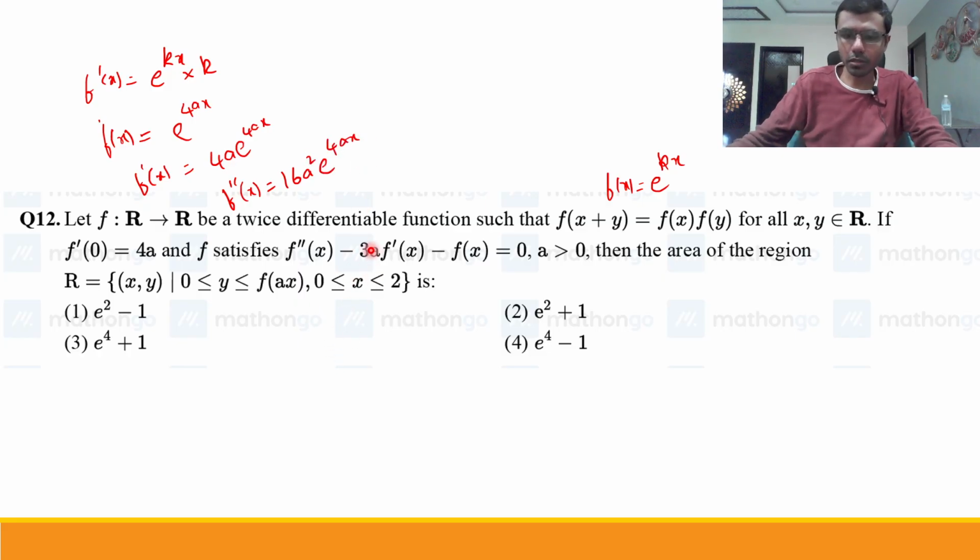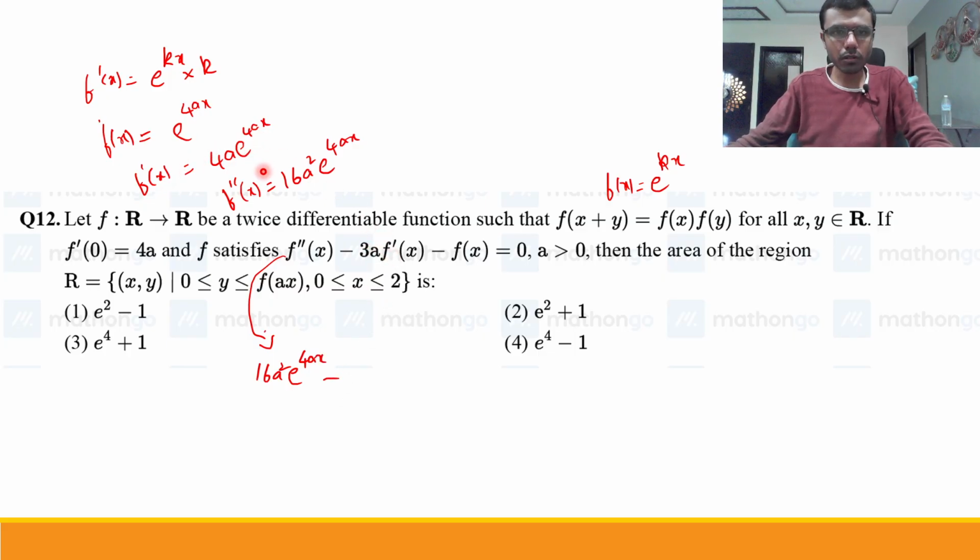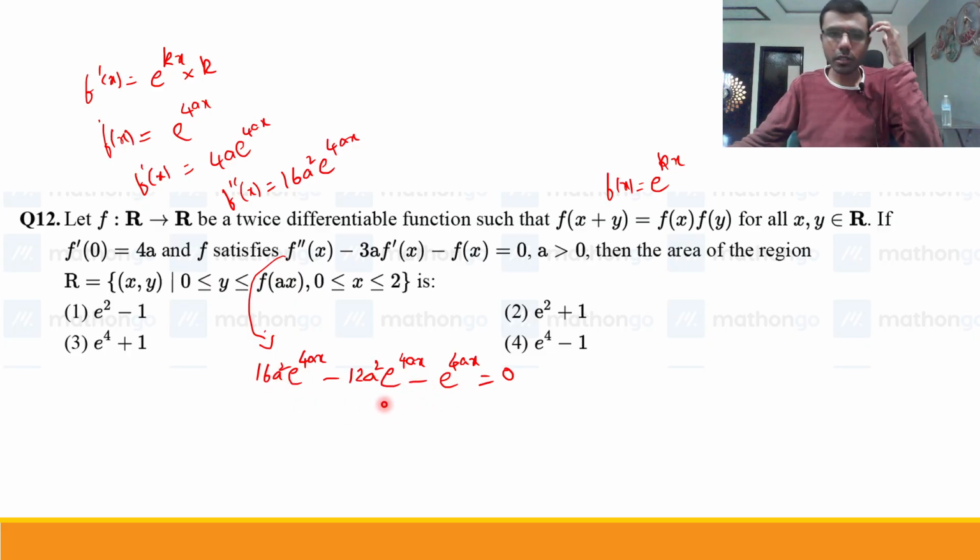So if I substitute everything in this, what would I end up getting? 16a square e power 4ax. I'll just write the equation. The solving part you guys need to see. Minus 3a into this, so minus 12a square into e power 4ax, minus e power 4ax equal to 0. So you can take e power 4ax common, you will get 4a square minus 1 equal to 0. a is plus or minus half, a is positive, so a is half.